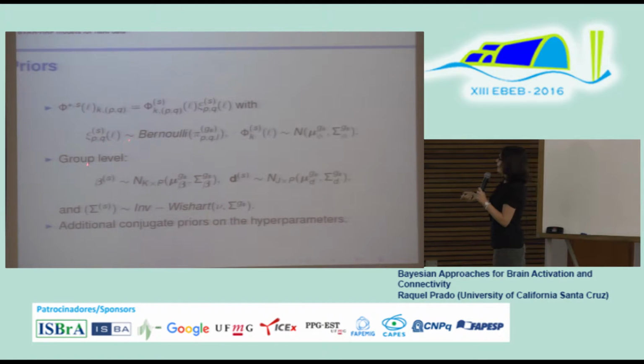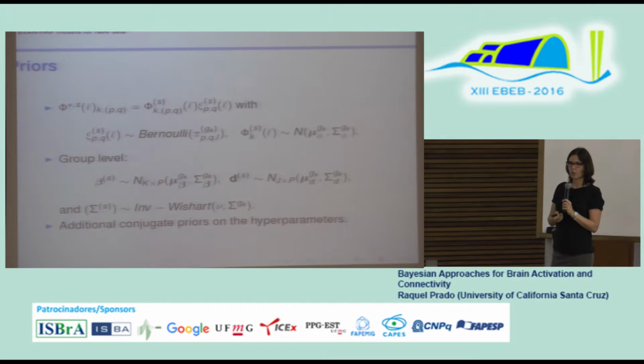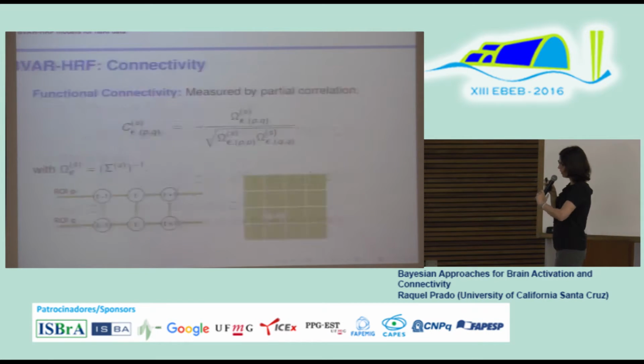And for the remaining parameters, we're using just your favorite conjugate prior distributions, and then we just do posterior inference with all these quantities.